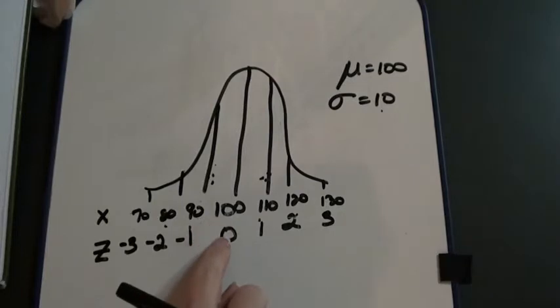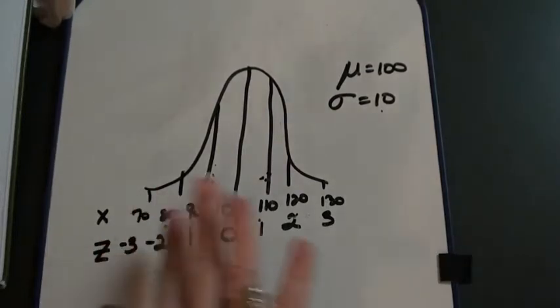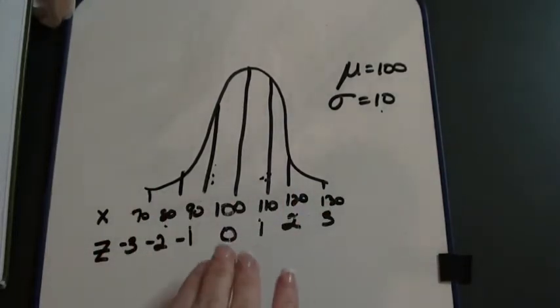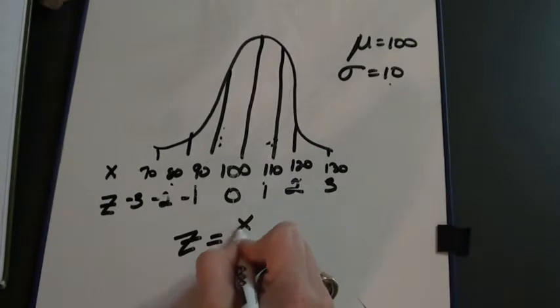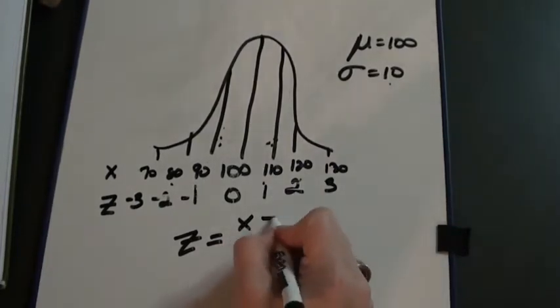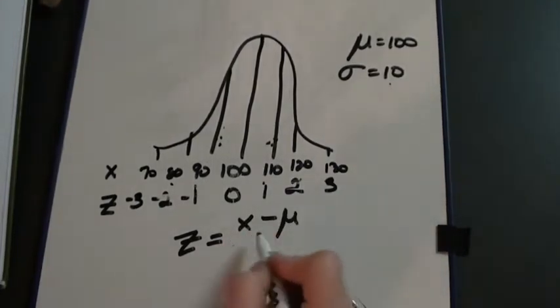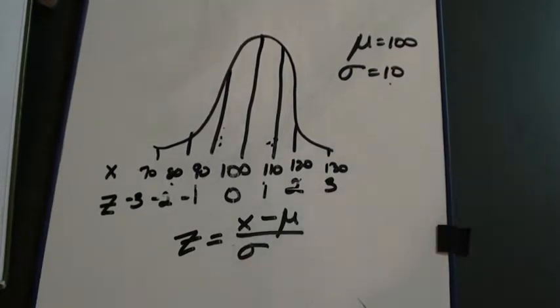So no matter what your mean and standard deviation look like, no matter what your data looks like, we're able to convert any value into a z value using this formula. Z equals x, the number you want to convert, minus the mean, divided by the standard deviation.